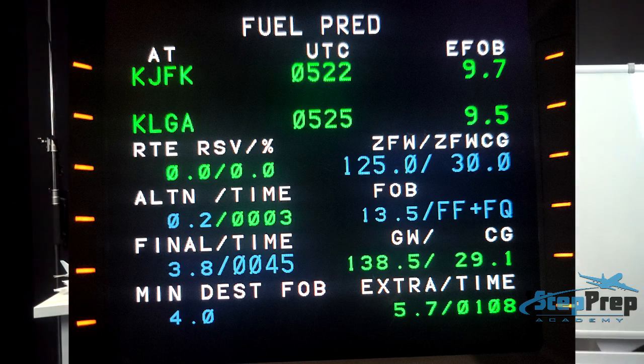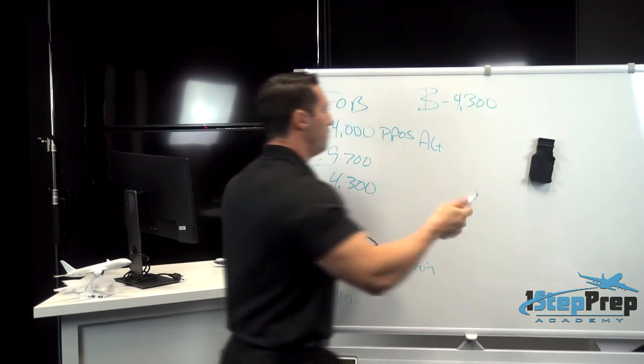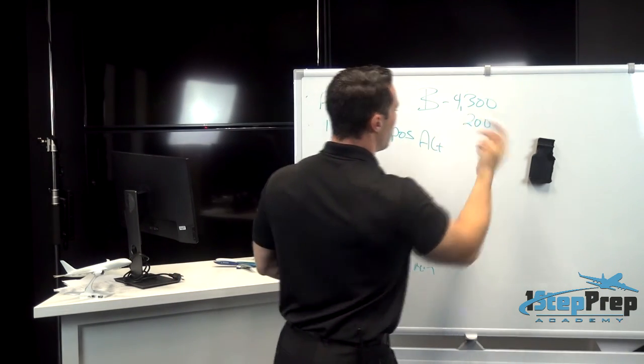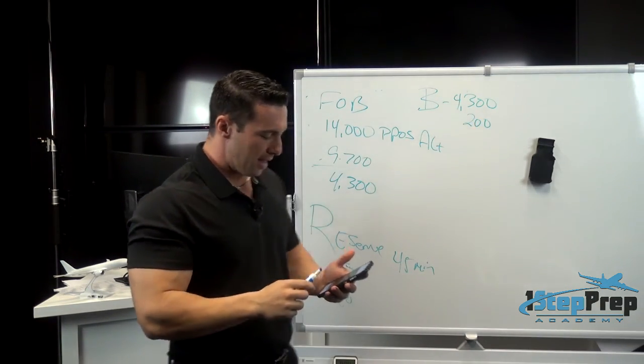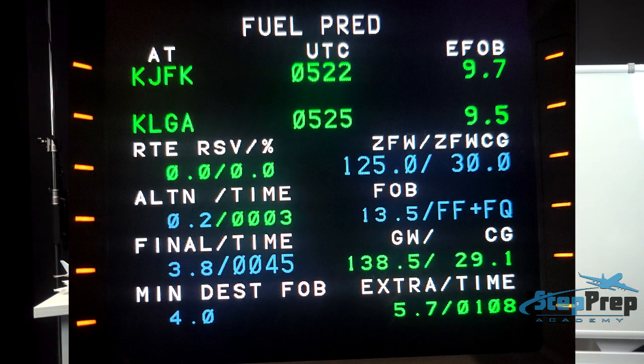Now, obviously, the computer is calculating that, right? Whether you feel comfortable or not with that is a different story, but that's what it's saying is accurate. And then in addition to that, it says our final time, which is the reserve time, the final reserve, if you will, in terms of our acronym. Remember, BAR. The reserve here is saying 3.8. So that's 3,800 pounds of fuel.